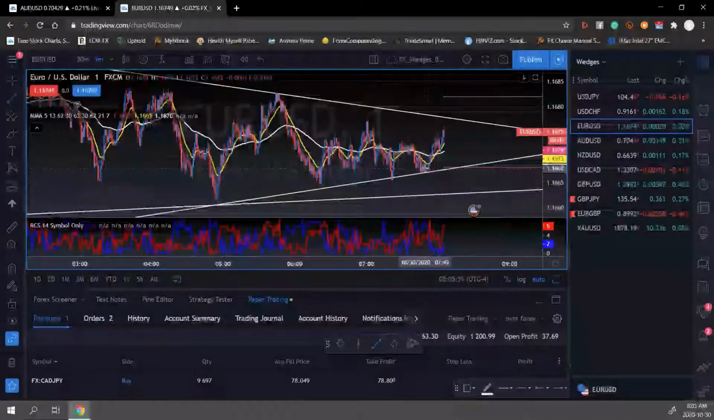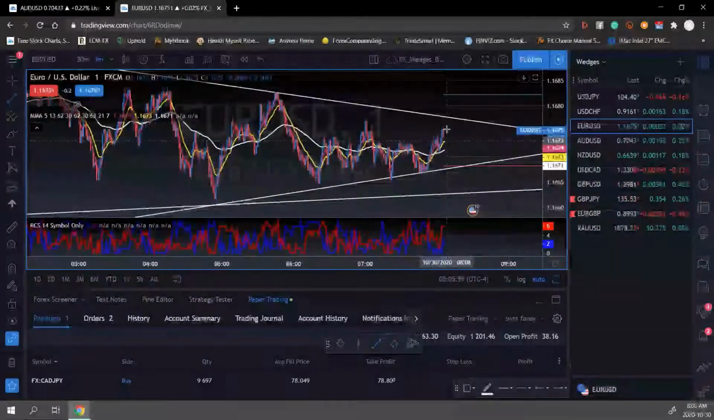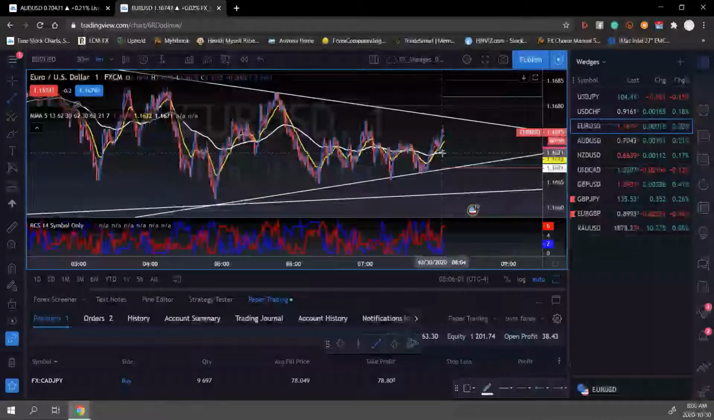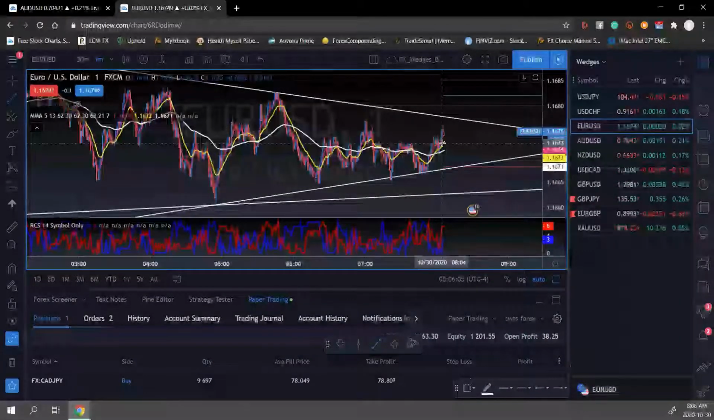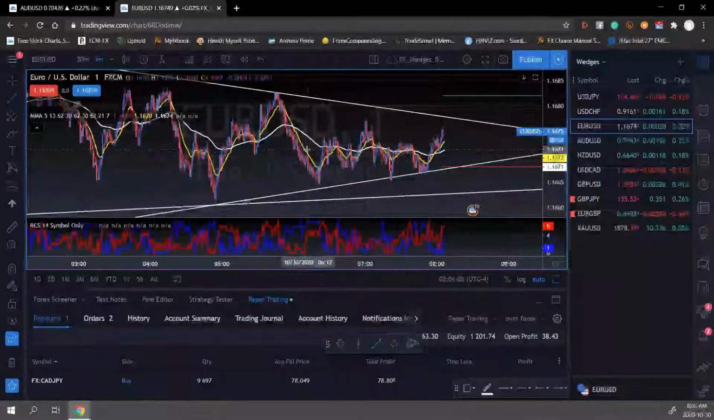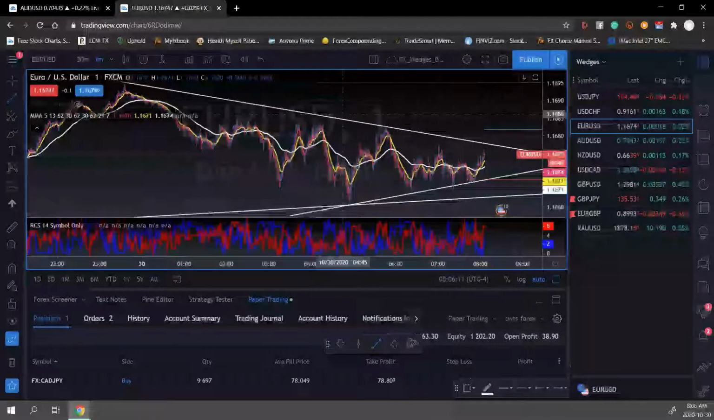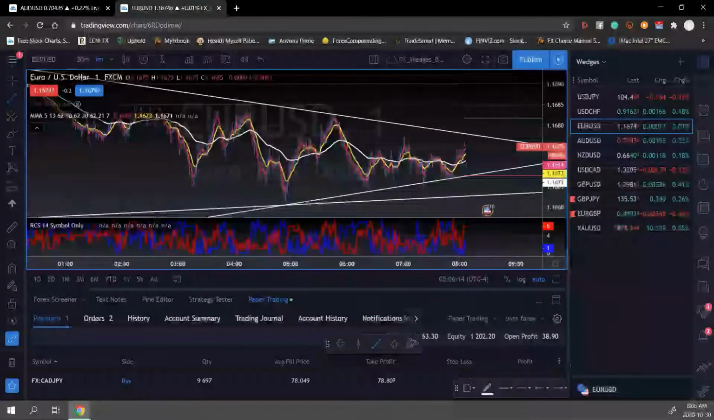You see how the 5 and the 13 crossed, and then the 1 minute 62 crossed at the same time. Now, if we get a gap here, if the 62 and the 13 lines start spreading apart, kind of like this, then we're looking at something good. So let me just see here.